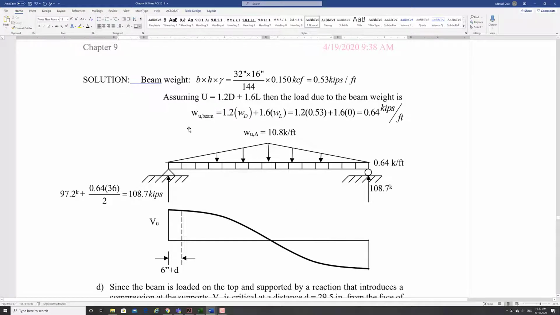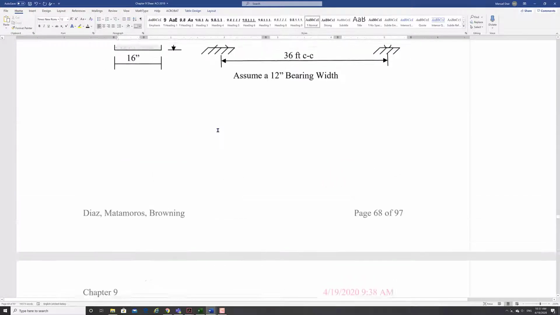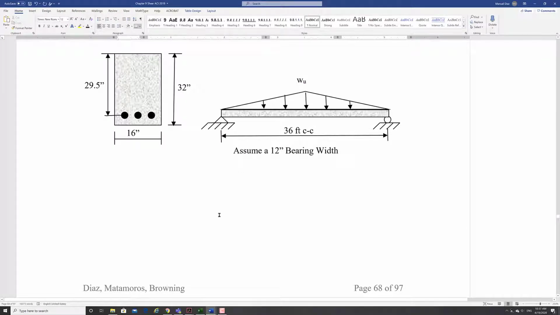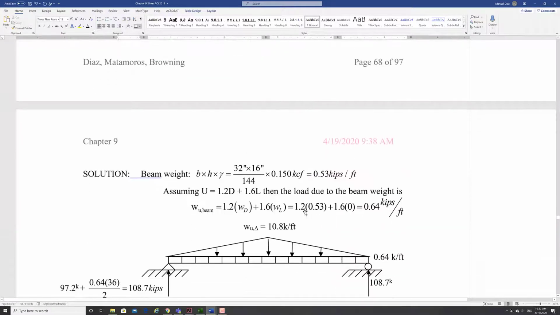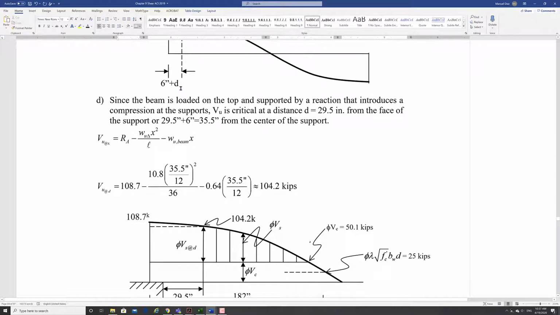We're given a bearing someplace, so there is a 12-inch bearing. So that means this is center to center. So we add 6 inches and 6 inches to the face, and then we have the d distance. So we do that. So in this case, you cannot use the proportions. You have to use your formulas for shear.